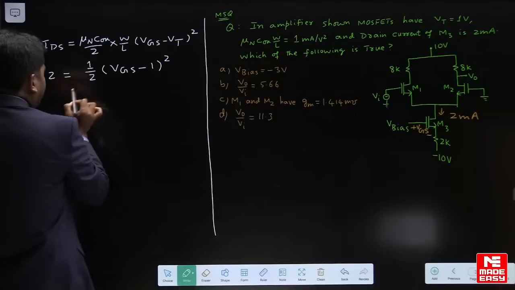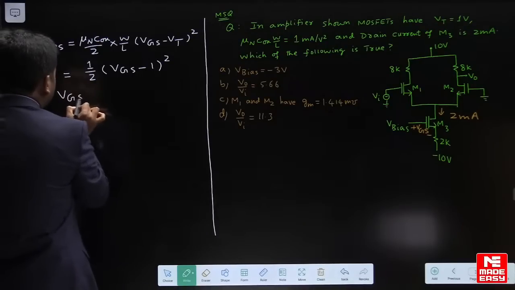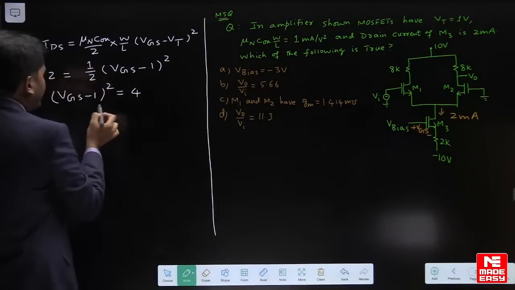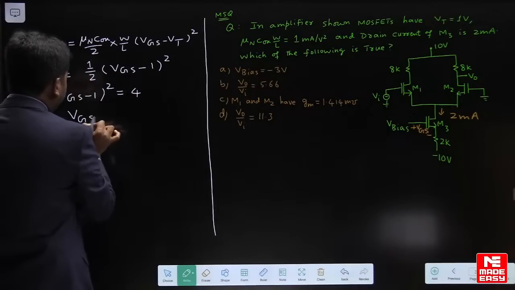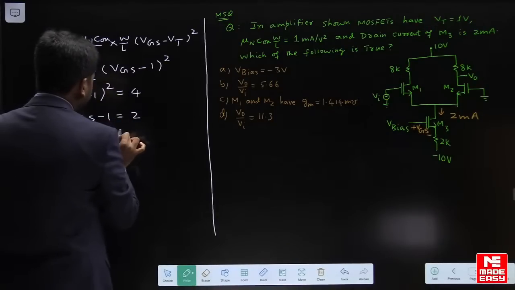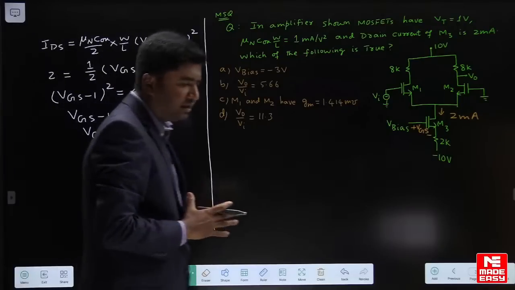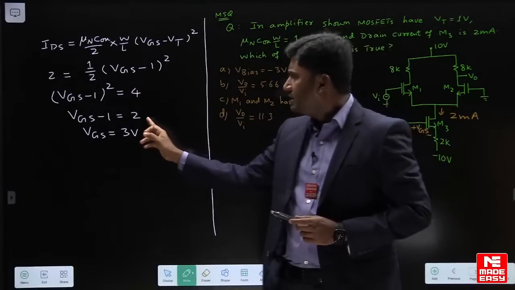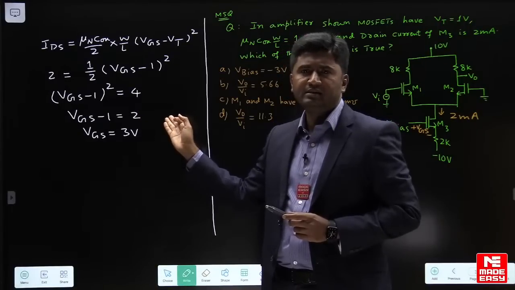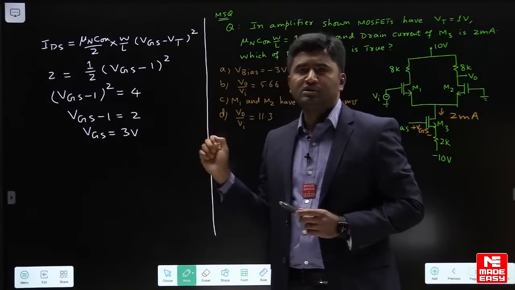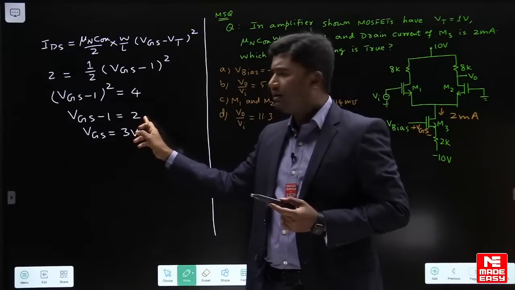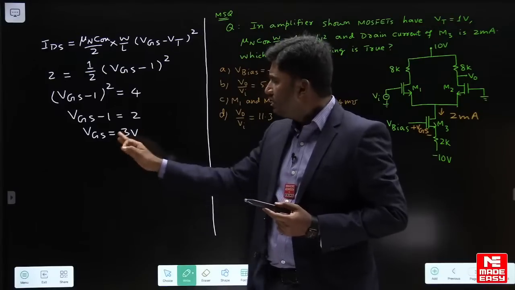Now from here if you rearrange it, it will become VGS minus 1 whole square is equal to 4. And if you solve it, you will be getting VGS minus 1 is equal to 2, or VGS equal to 3 volt. I have considered here positive root. We actually get plus minus 2 here. That minus 2 we can ignore because VGS cannot be negative here. It is an N channel enhancement MOSFET, so VGS has to be positive value. So that's the reason I am not considering minus 2 here. I have taken only positive root plus 2, and we got VGS 3 volt.